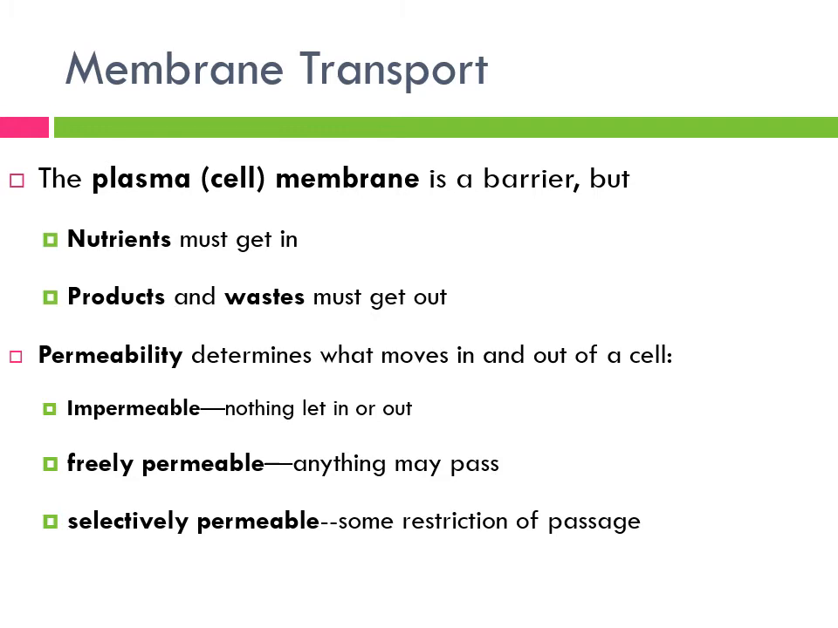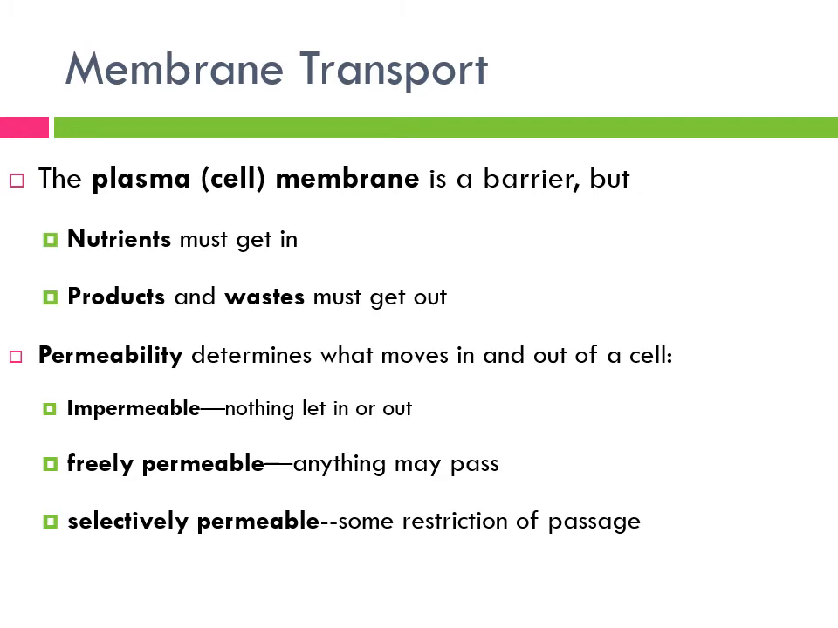So now we're going to move on to membrane transport. The cell membrane is a barrier to nutrients and waste products. However, nutrients need to get into the cell and waste products need to get out of the cell, as well as products that the cell is going to be producing, such as hormones, proteins, etc. Permeability of the cell membrane is what determines what gets in and out of the cell. We have 3 different types of permeability.